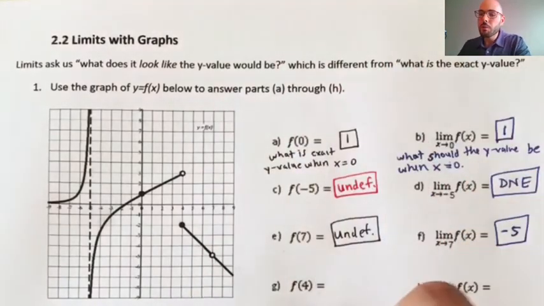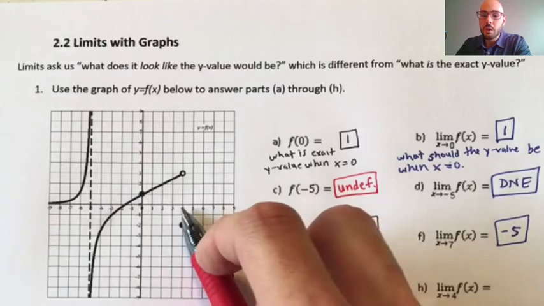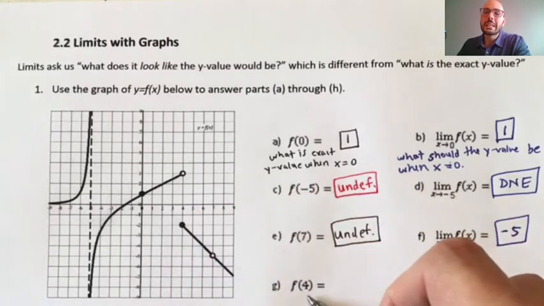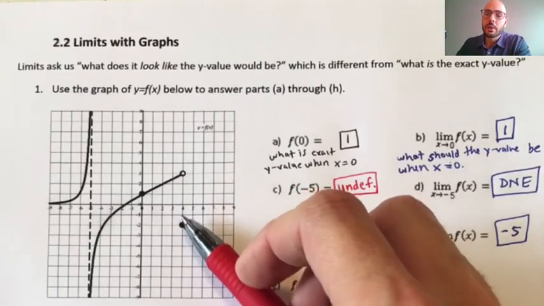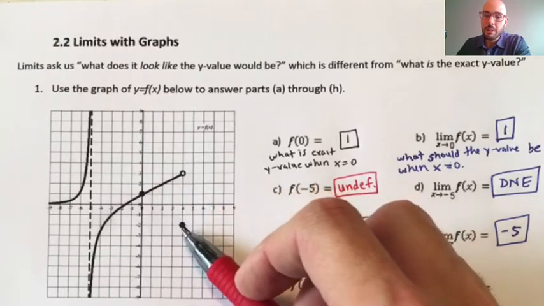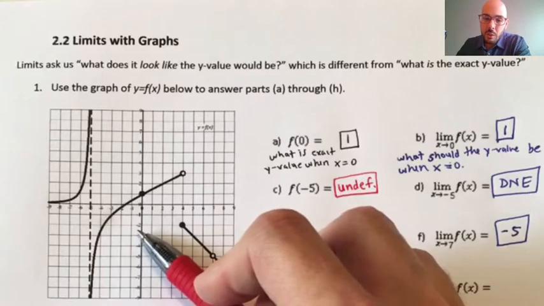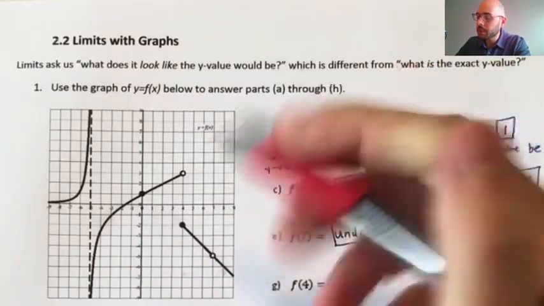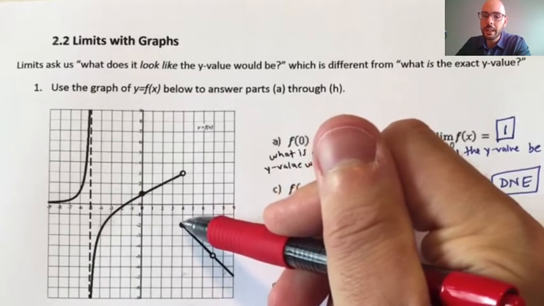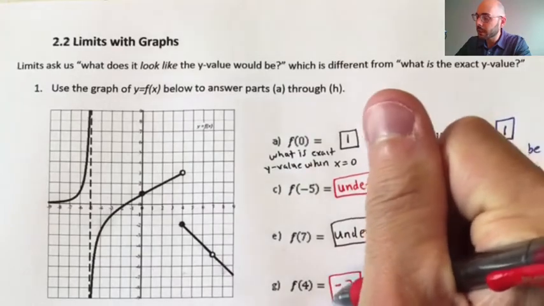All right, we have one more example together. f of 4. So 4 is here. f of 4 is what is the exact y value of the graph. So we actually have sort of a jump in the graph, or a gap. But we do have a point that's filled in when x is 4, and that's a y value of -2. So the graph is defined. It does have a filled in point when x is 4, and its y value is -2. So f of 4 is -2.